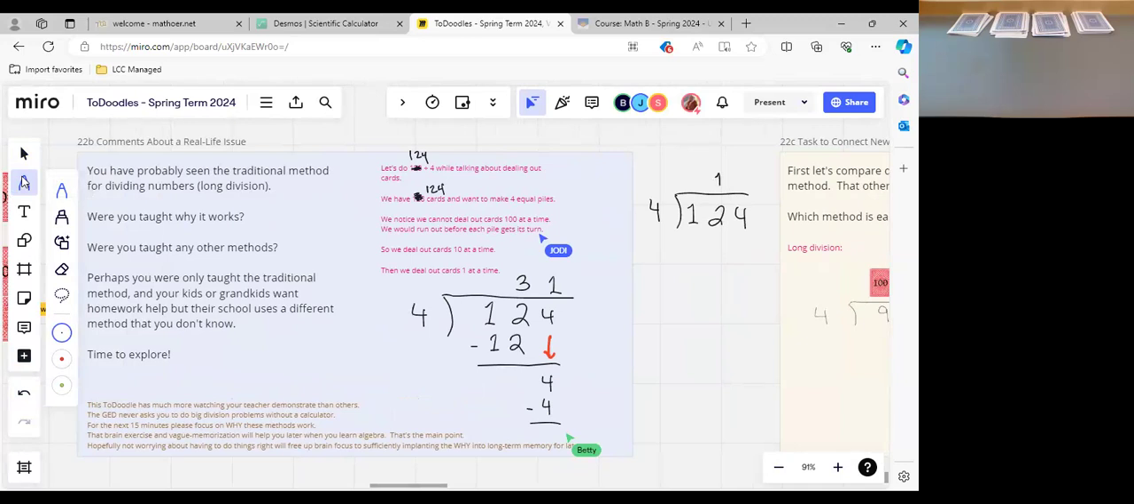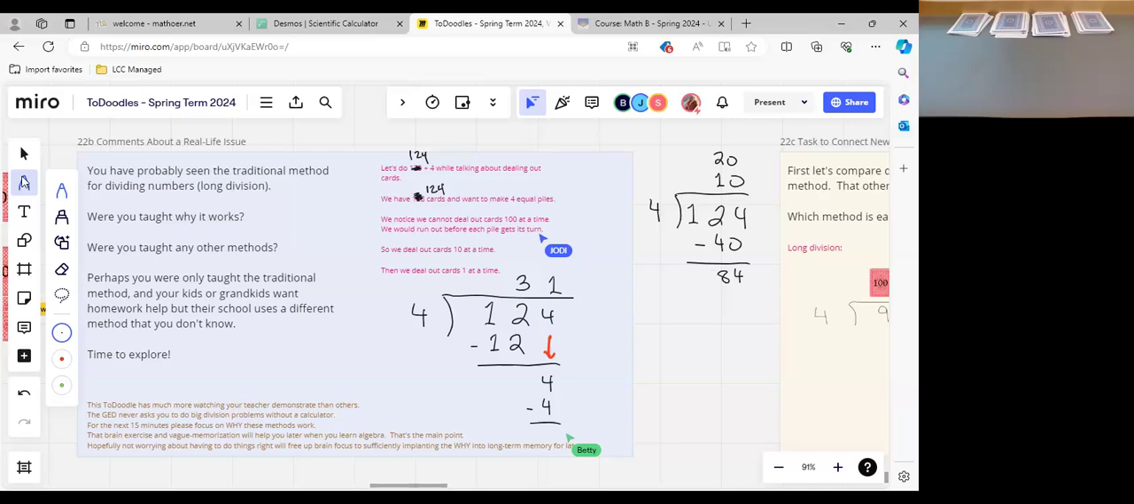So 4 times 10 is 40. And that's fine. I can deal out 40 cards, 10 cards to 4 people. 124 minus 40 is now 84 cards left in my hand. You don't have to do this all at once.